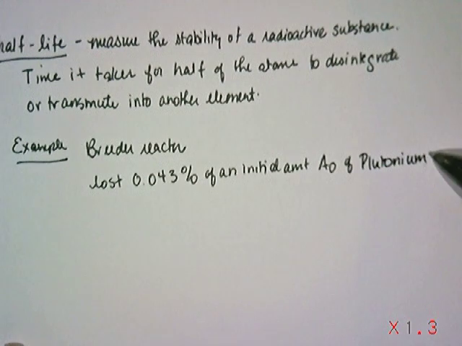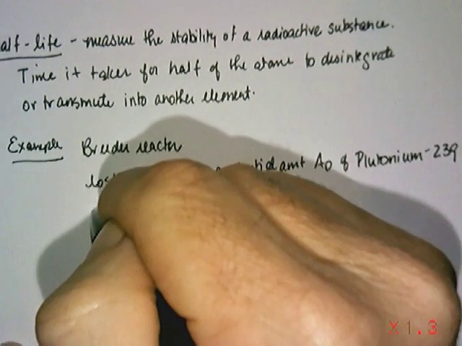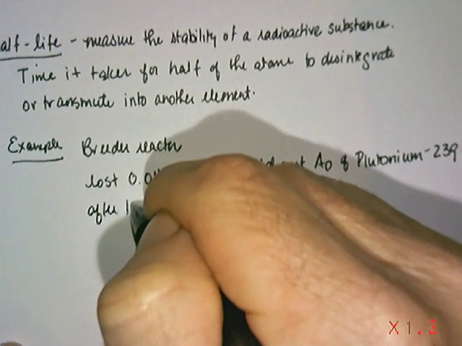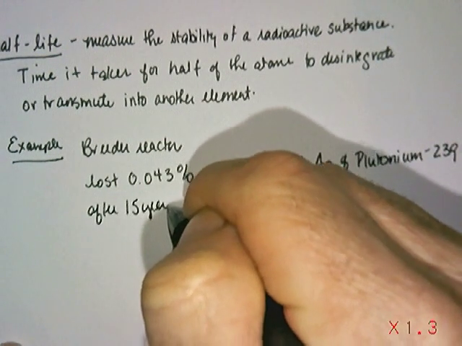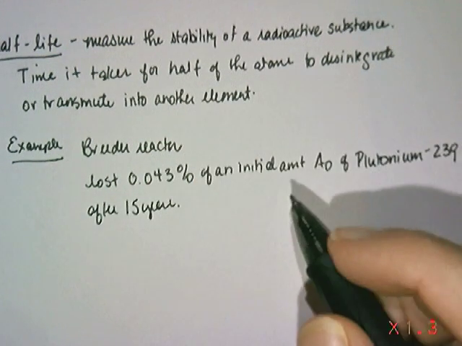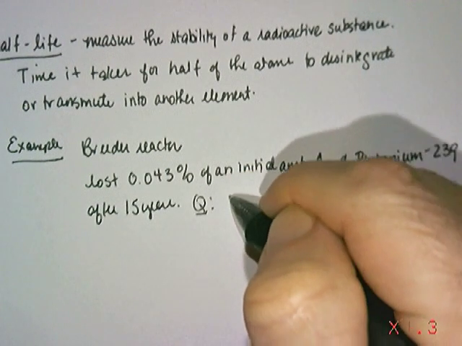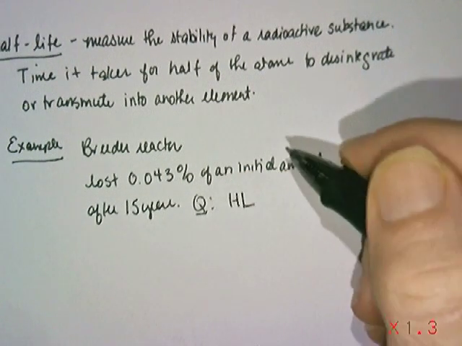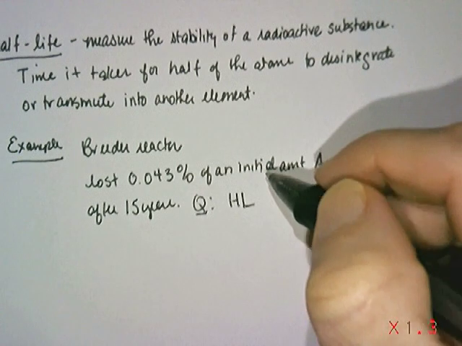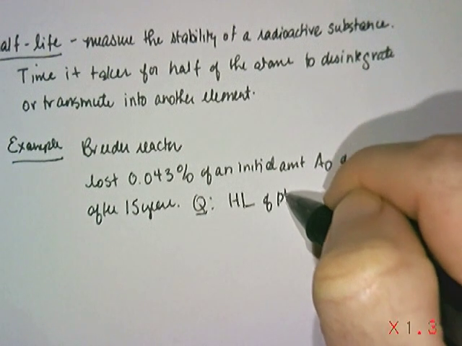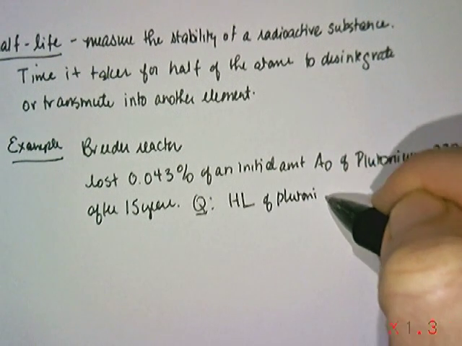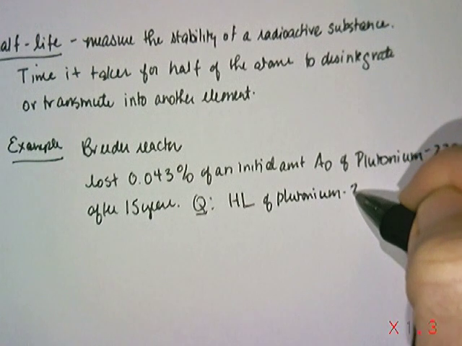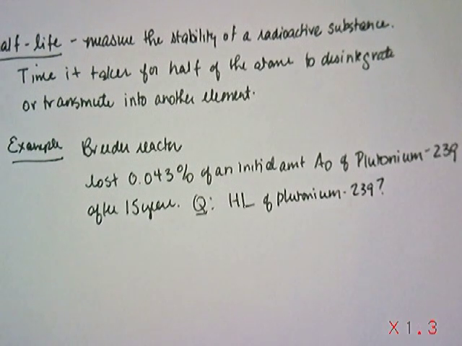Suppose you've lost a very small percentage of the plutonium-239 after, let's say, 15 years. That'll be useful information. And the goal, the question at hand, is what is the half-life? We'll abbreviate it HL. What's the half-life of plutonium-239, assuming that it disintegrates proportional to the amount that's remaining.